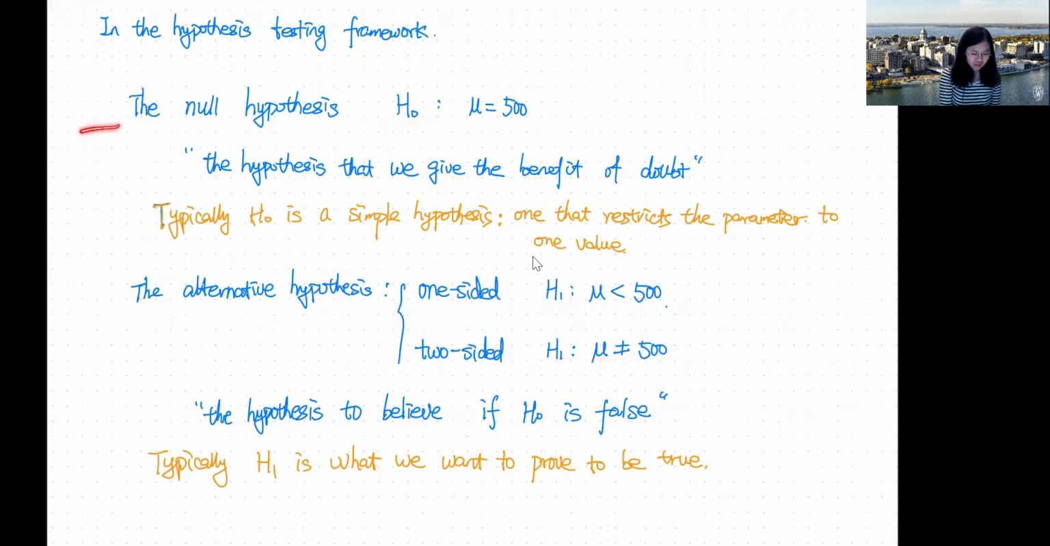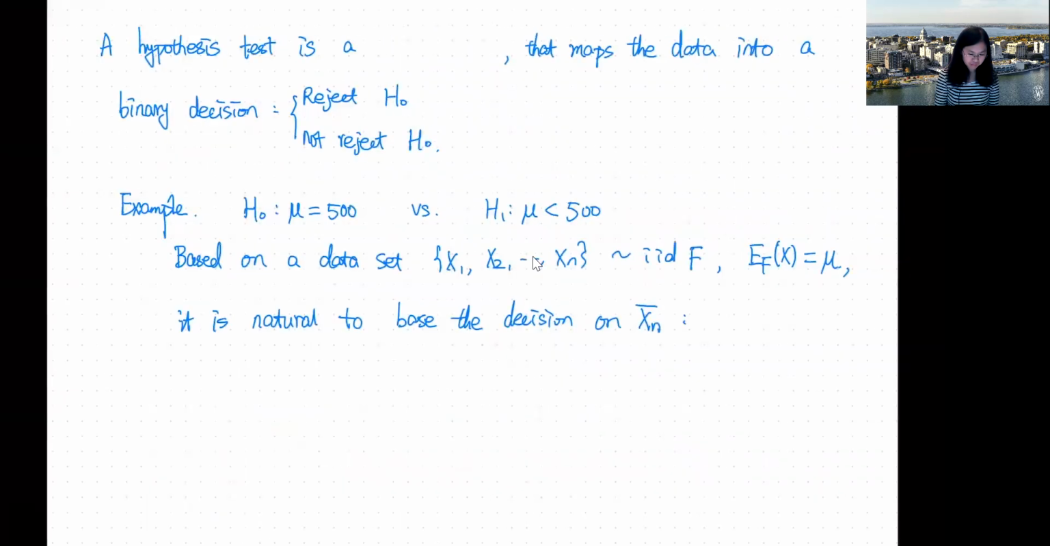So these are the definitions of the null hypothesis and the alternative hypothesis. Let's now define what is a hypothesis test. A hypothesis test is nothing but a decision rule.